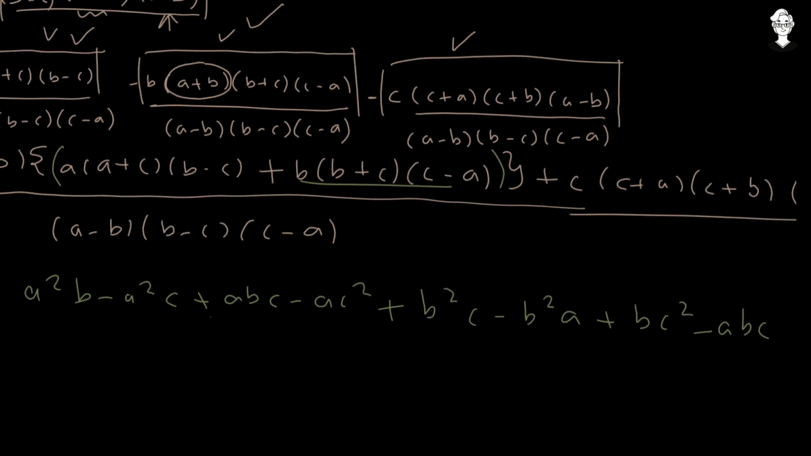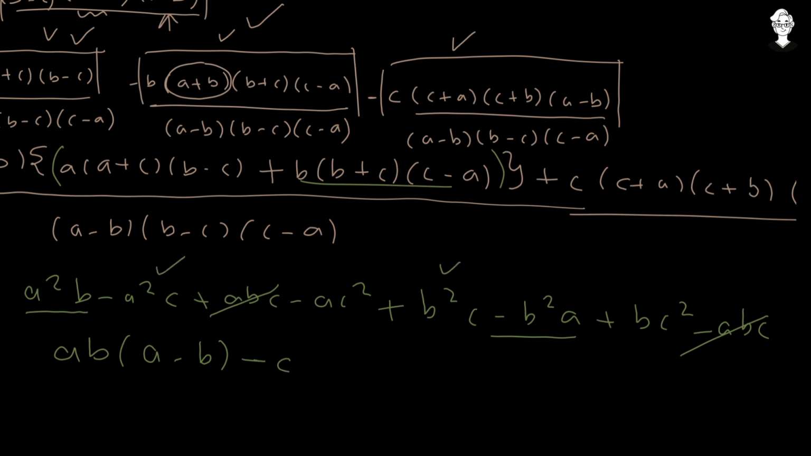Now here we can see that positive abc and negative abc got cancelled out. Okay. Now let us factor out the rest of the terms. So a square b minus b square a, I can take ab common so as to get a minus b inside the bracket. Similarly, a square c and b square c.